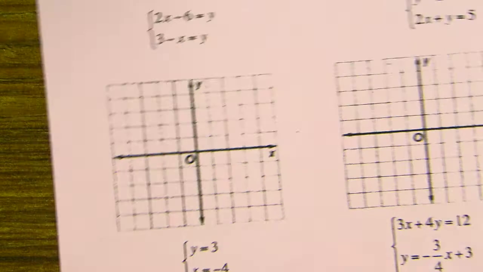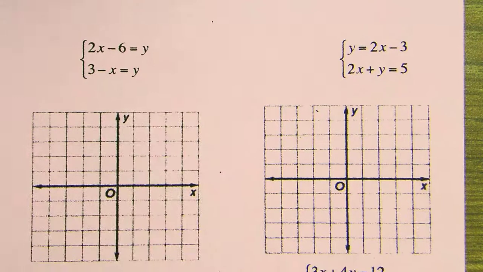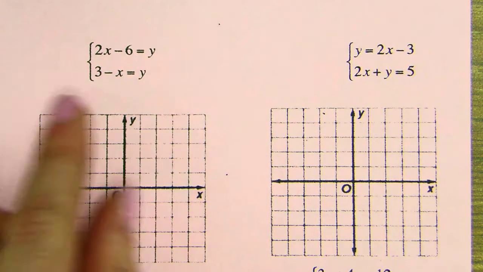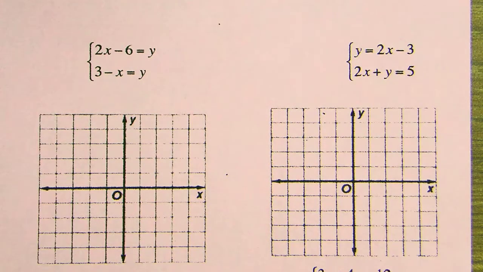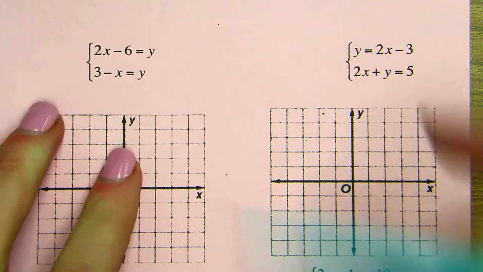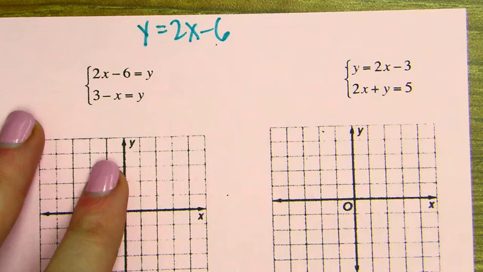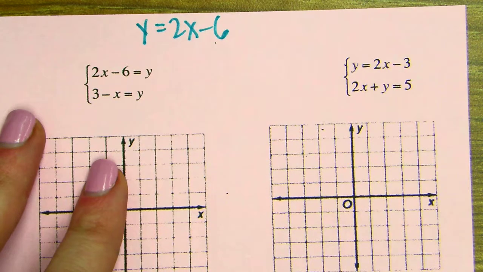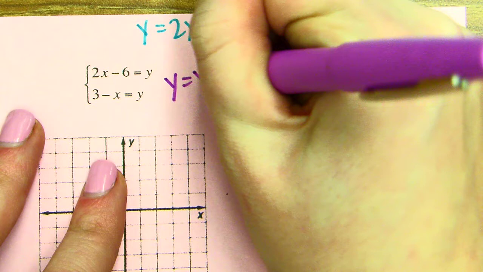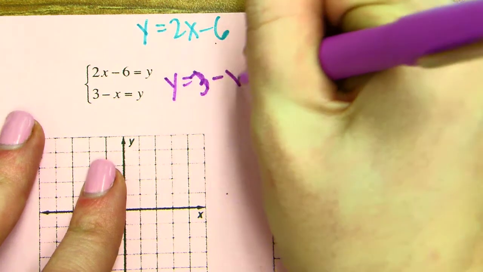For my next one, we're on the next page. These are close to slope-intercept form. They're just written backwards. I'm going to copy them the other way so it's easier for me to graph. I'm just going to rewrite y equals 2x minus 6. I didn't change anything. I just reversed what was on each side of the equal sign. And then y equals 3 minus x.